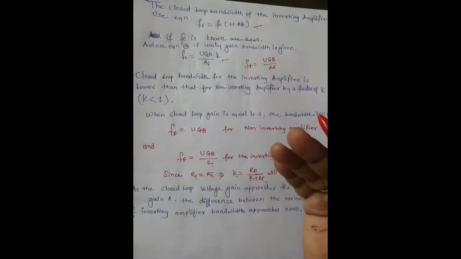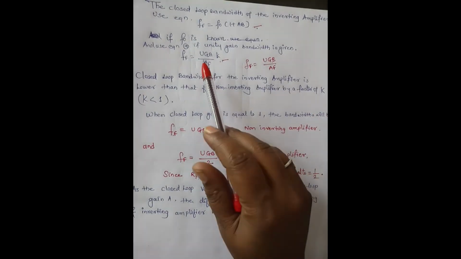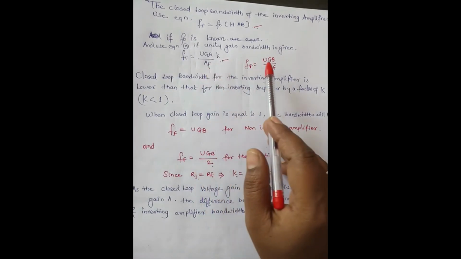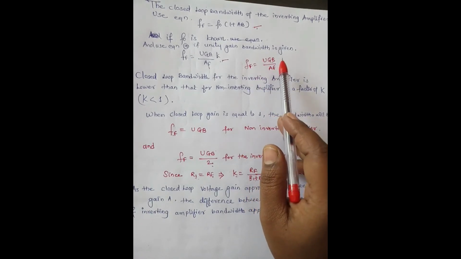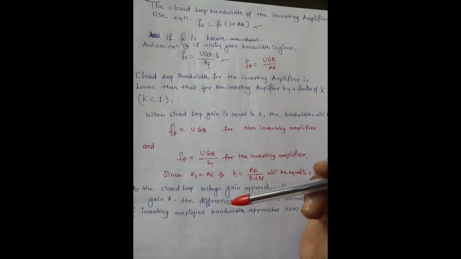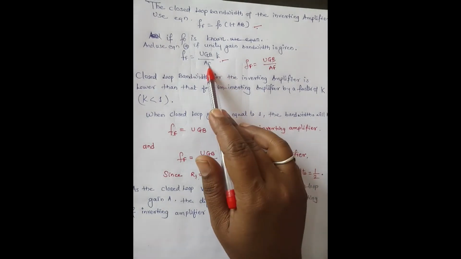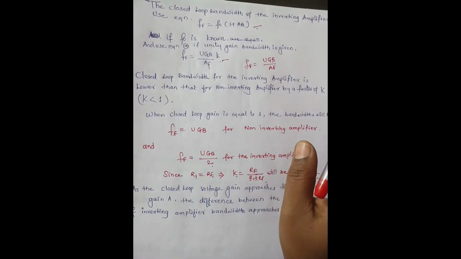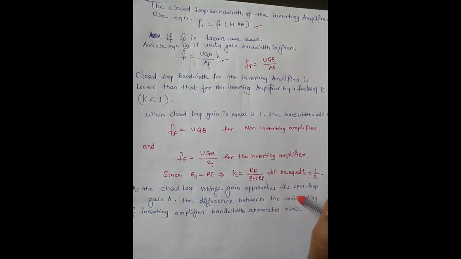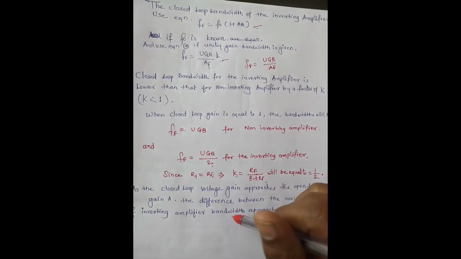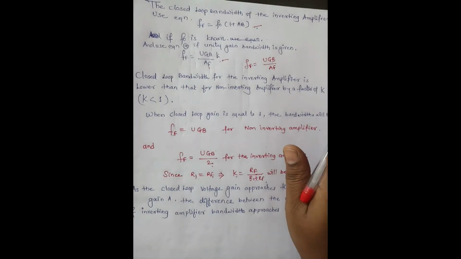If your AF is equal to A, the equation will become FF is equal to UGB into K by A, and for non-inverting it is UGB divided by A. So both equations will become the same. So there will not be any difference. Both bandwidths will approach 0, because the denominator will be very high, because we know that ideally A is infinite. So when your closed loop voltage gain approaches the open loop gain A, the difference between both the inverting and non-inverting bandwidths will approach 0.